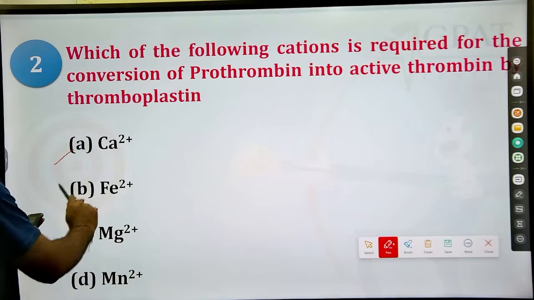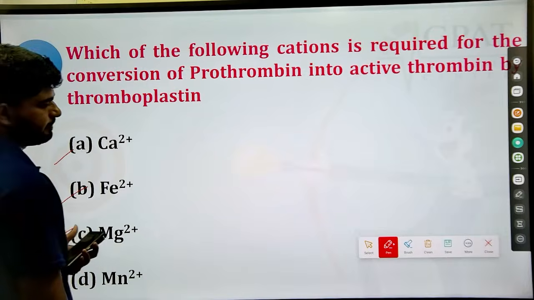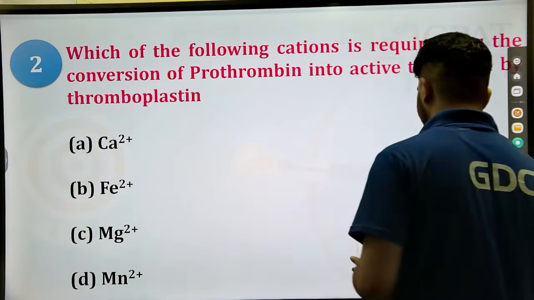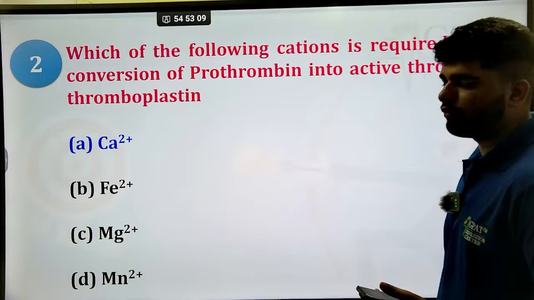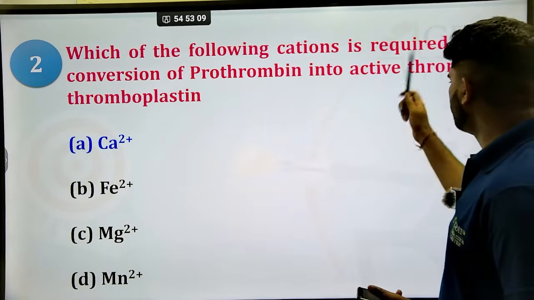Okay, so is it your calcium, ferrous, magnesium, or manganese? What's that? Anyone? That is your calcium only. Calcium is considered to be a cofactor over here, which is responsible for the conversion of prothrombin into thrombin.